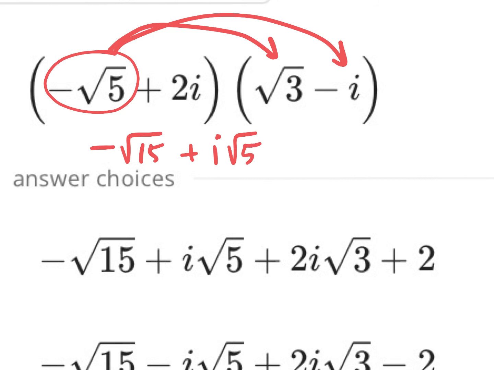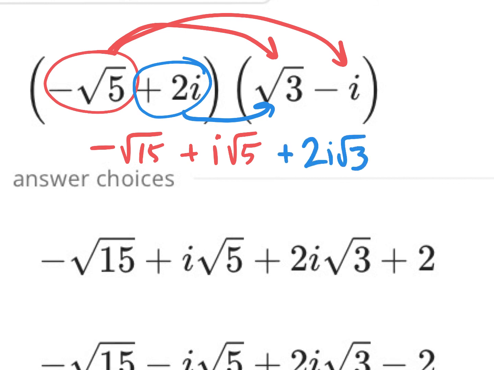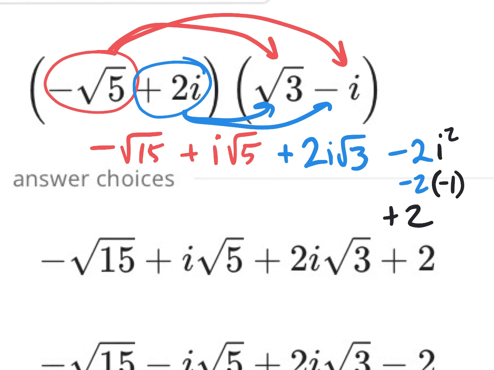Okay. And now let's distribute positive 2i times the square root of 3. That's going to be positive 2i square root of 3. And positive 2i times negative 2i, a positive times a negative is a negative. We do have 2, and we have i squared. But we need to remember that i squared is really a negative 1. So you really have a negative 2 times negative 1, which is a positive 2 at the very end.